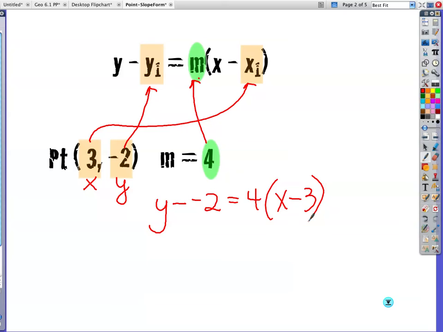The only thing is I won't give you full credit for y minus negative 2. What is minus negative the same as? Plus. And you could probably skip this step, and if you get practicing well enough, you'll go, oh, it's y plus 2 equals 4, and then x minus 3. And that's it. Point slope form.